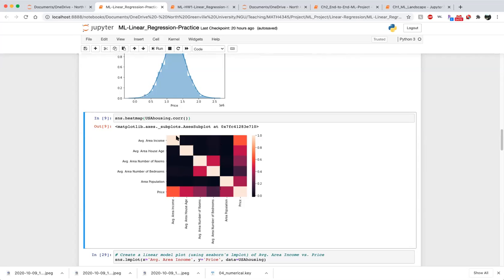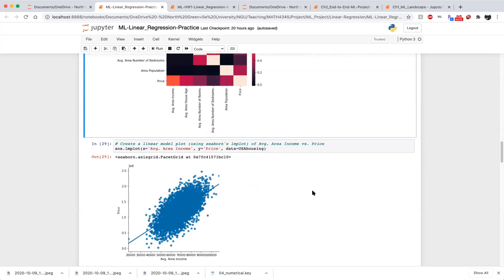And then see that here, in the diagonal, in all the diagonal blocks, the color is kind of one, right? The value is one, right? It makes sense because the correlation between average area income and average area income must be one, right? Now we're going to create a linear model plot using Seaborn's lmplot. LM is a linear model.